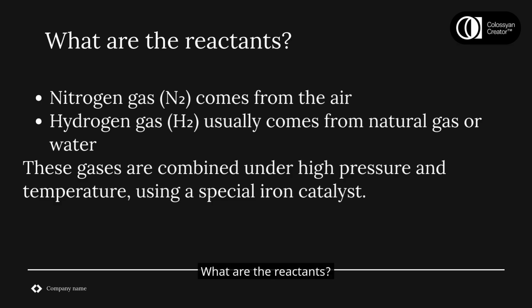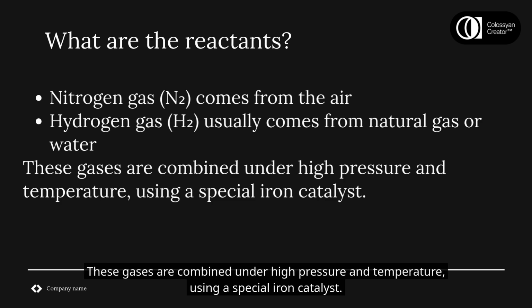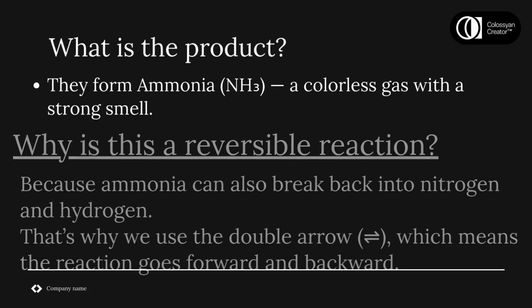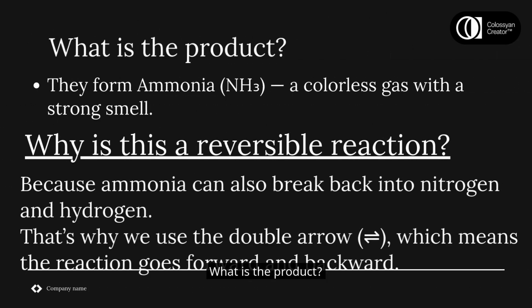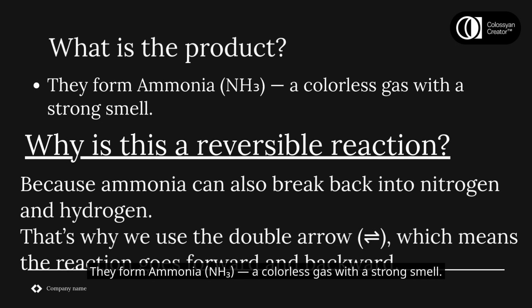What are the reactants? Nitrogen gas, N2, comes from the air. Hydrogen gas, H2, usually comes from natural gas or water. These gases are combined under high pressure and temperature, using a special iron catalyst. What is the product? They form ammonia, NH3, a colorless gas with a strong smell.